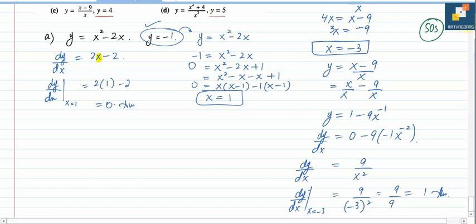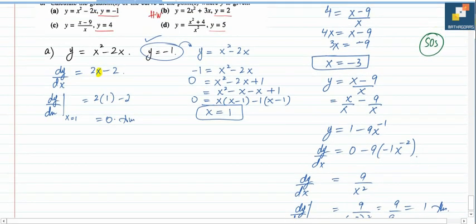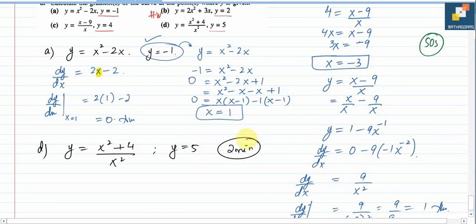After that, moving towards the next part, it's part D. The question says y equals x square plus 4 divided by x square at y equals 5. So you have a time of 2 minutes to start this question first by yourself, and then I will tell you the answer. So give it a try, start.